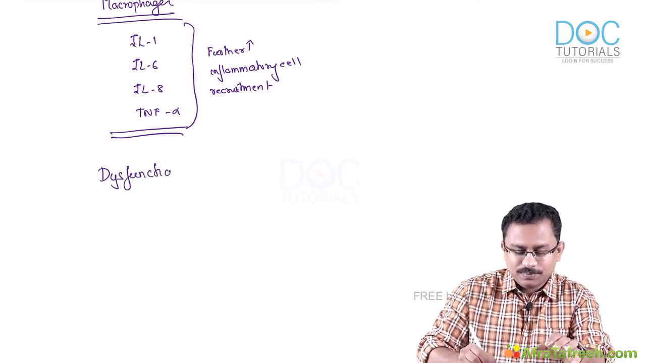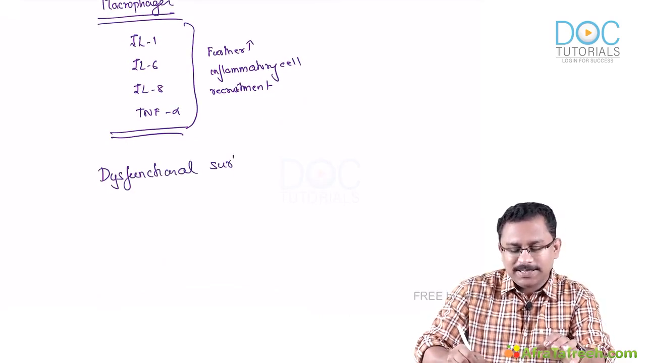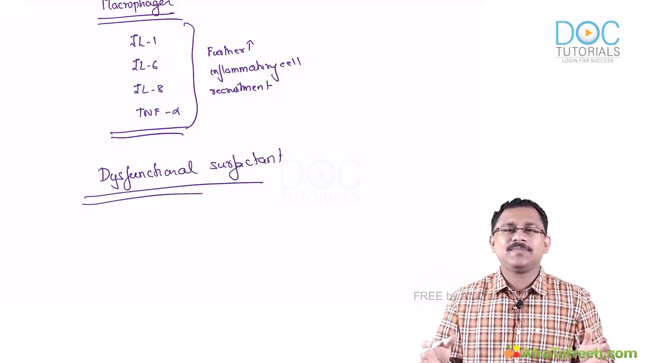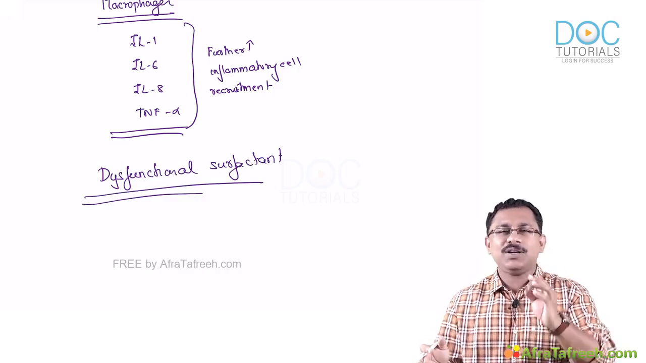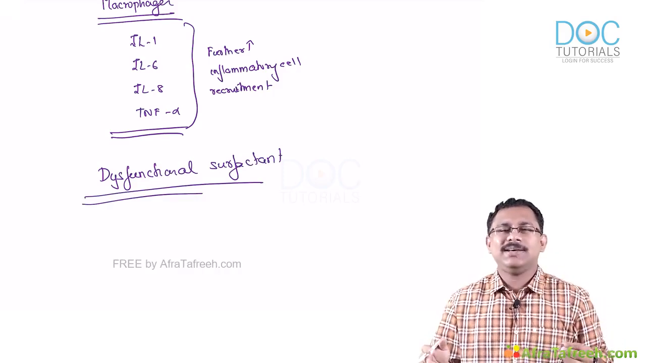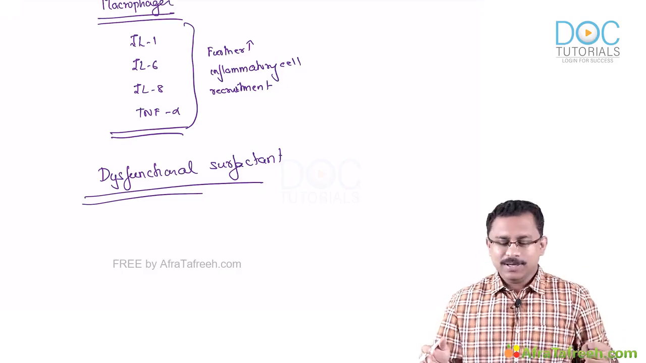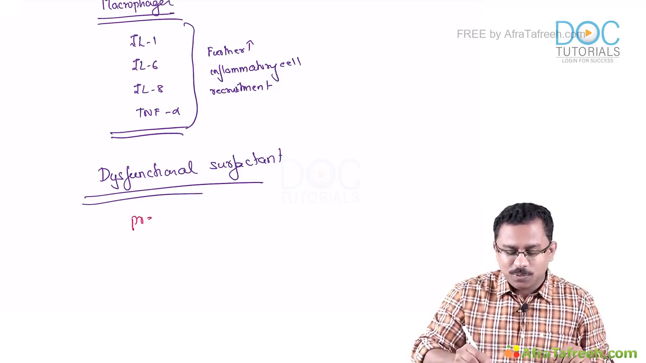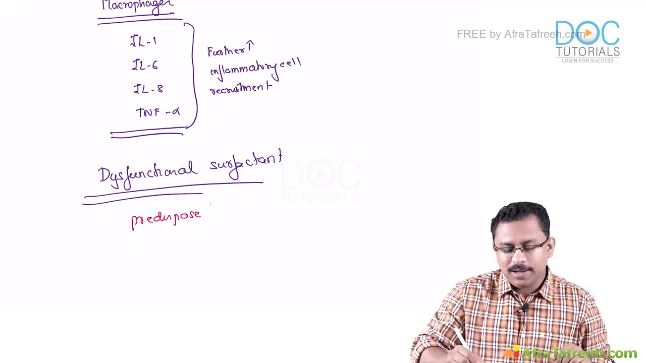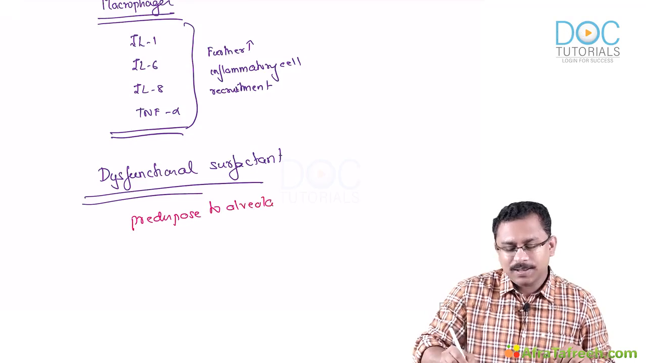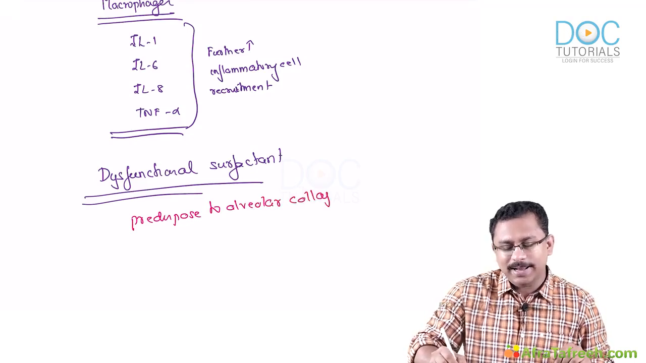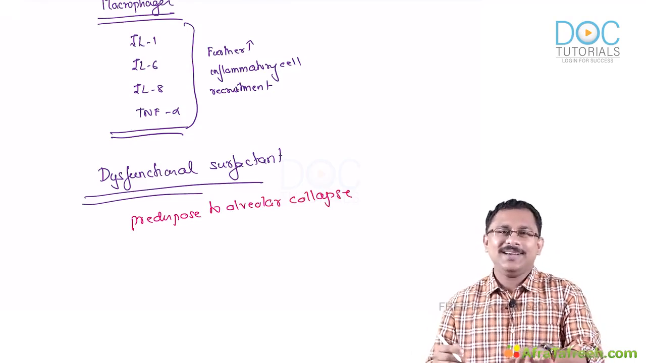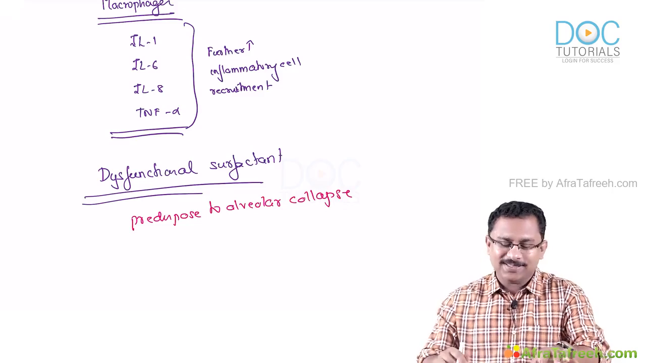So when you have a dysfunctional surfactant, now the surfactant in normal individuals is very important to prevent alveolar collapse, especially during expiration. So whenever there is a dysfunction of the surfactant, that can predispose to alveolar collapse. So this is what happens in your inflammatory stage or the exudative stage, I should say.